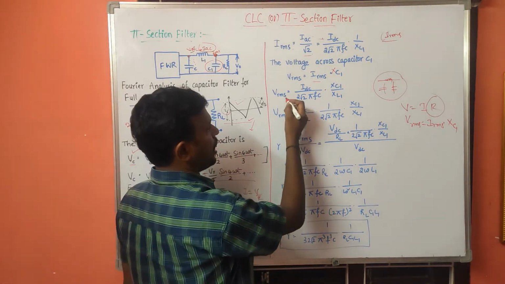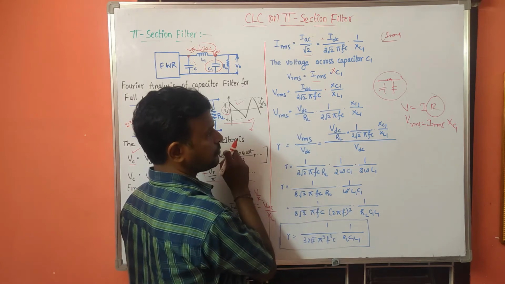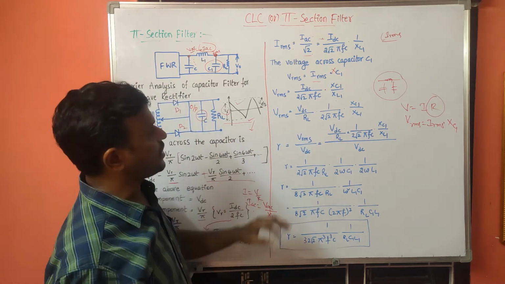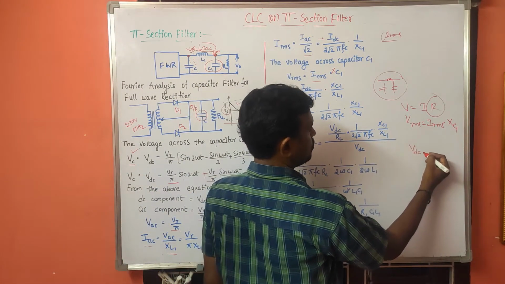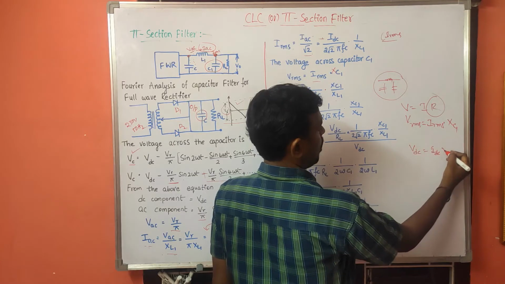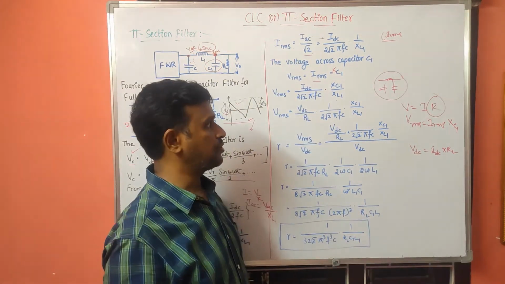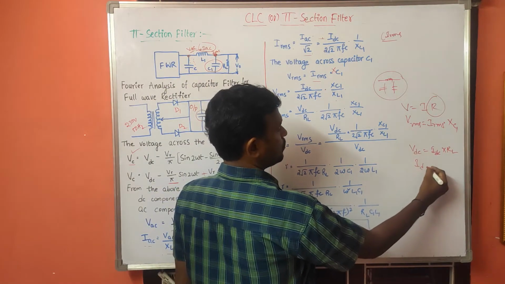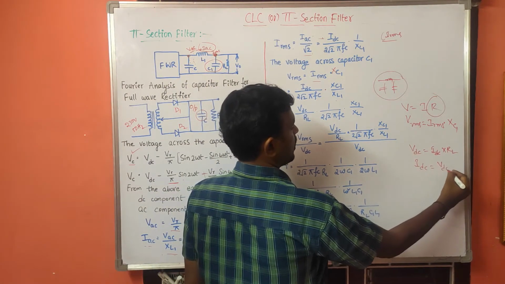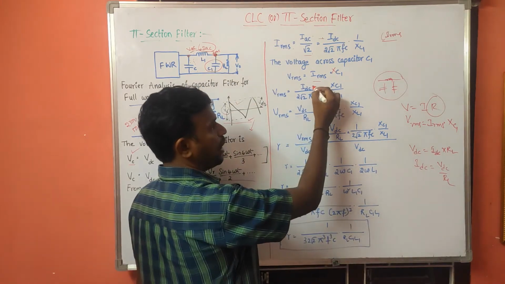If you simplify this again, what will you get? So what is IDC here? Generally, VDC is equal to IDC into RL, right? VDC is equal to IDC into RL. So here IDC is equal to VDC by RL, we can write. Yes or no? Okay. So from this we have IDC.